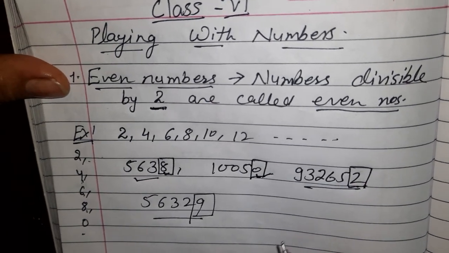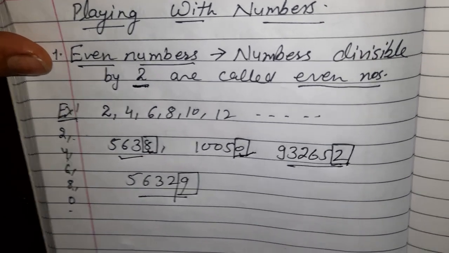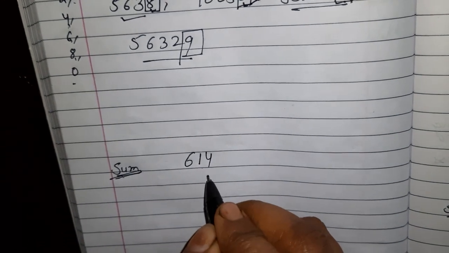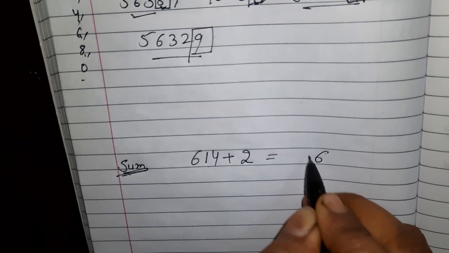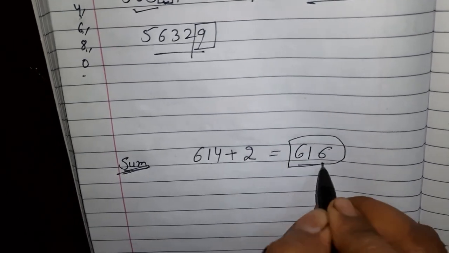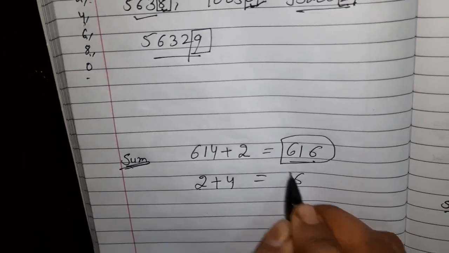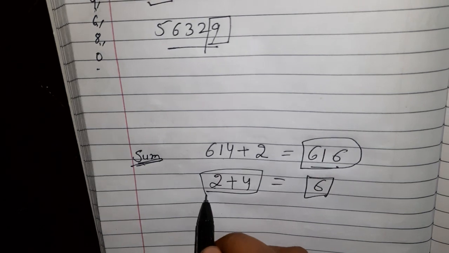Now one question comes to mind. When you add two even numbers, what will you get? Suppose 614, an even number, and another even number 2. When you add, what do you get? 616, which is also an even number. Suppose I am adding 2 and 4. Both are even numbers. What do you get? An even number.